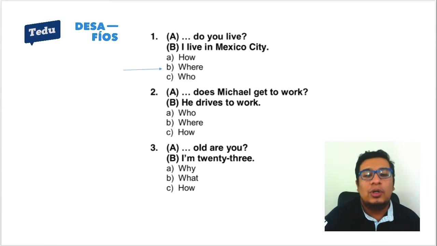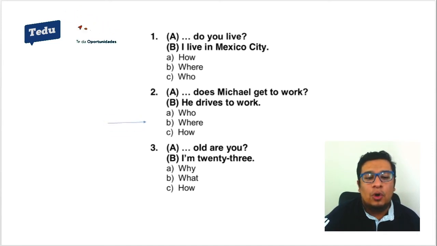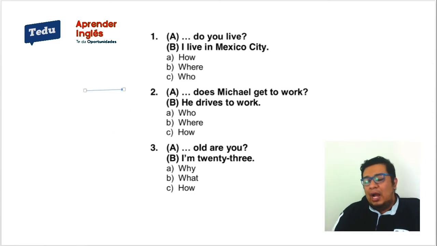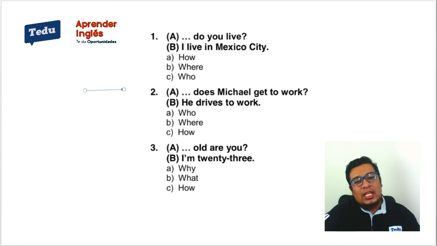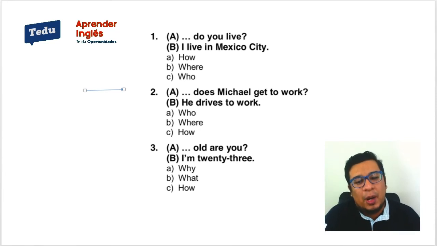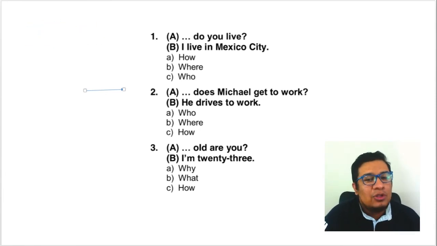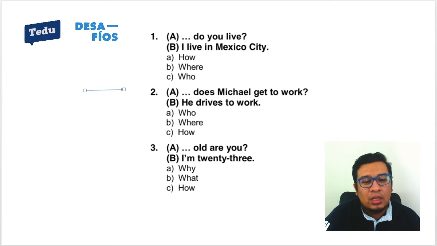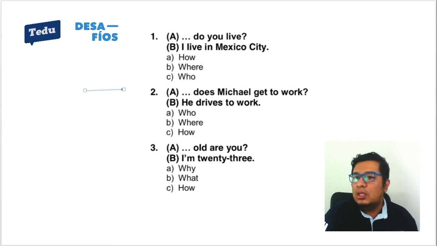Question number 2. Does Michael get to work? He drives to work. Entonces, ¿cómo sería? Who, where, or how? ¿Cuál podría ser la opción correcta? I want you to help me to write down in the comment box what will be the correct option. How does Michael get to work? Where does Michael get to work? Who does Michael get to work? What could be the correct option, my friends?